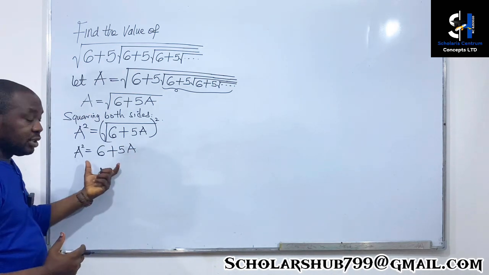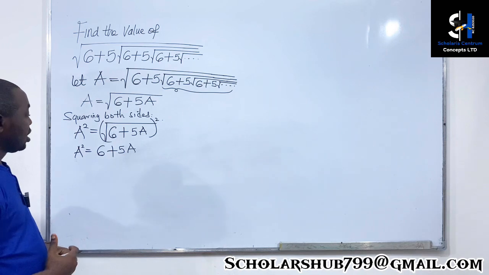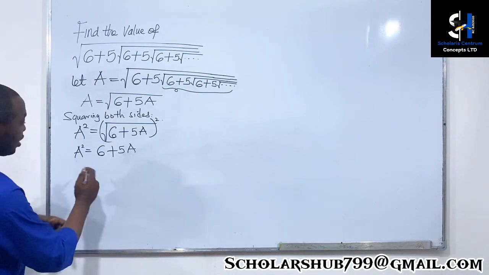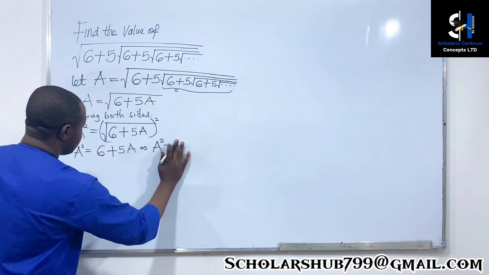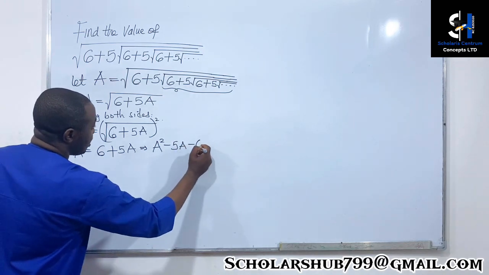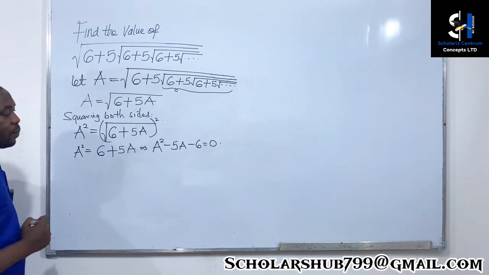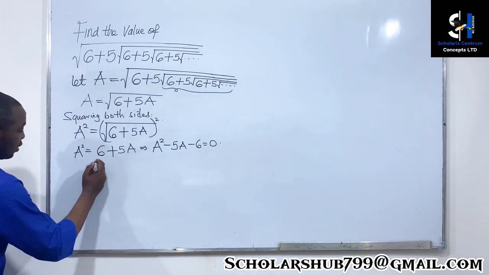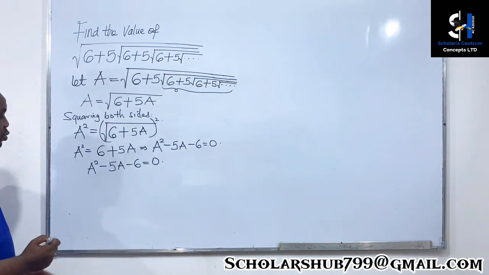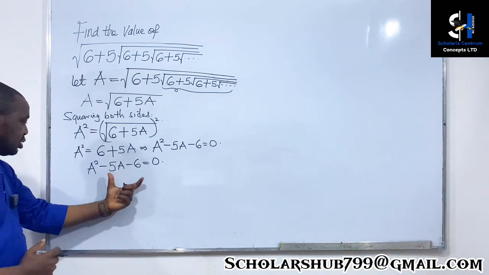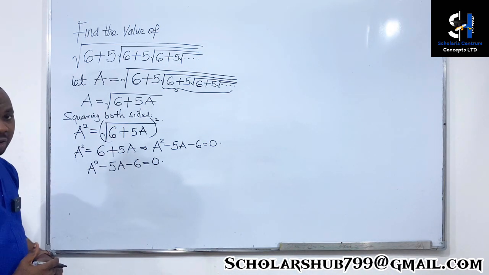Now we can rearrange this so that we can have a quadratic equation. This becomes A squared minus 5A minus 6 equals 0. So we have A squared minus 5A minus 6 equals 0. Then we can write this in factored form and solve for the value of A.